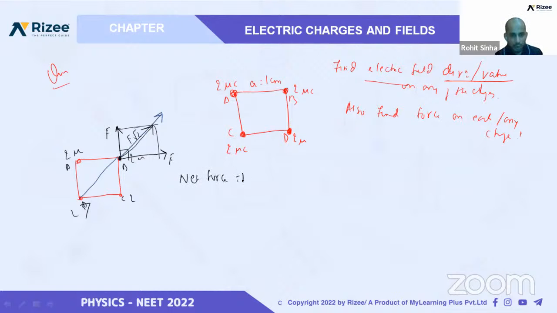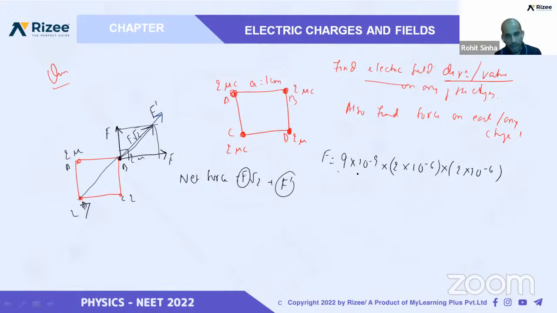So the net force will be F root 2 plus this force, let us suppose F dash. Now our job is to find this F and this F dash only. How? F is the force between AD or BC. We can write F equal to K Q1 Q2 by R square, with Q1 and Q2 as 2 times 10 to the power minus 6 coulomb, same charge, and R is given as 1 centimeter. This is the force.